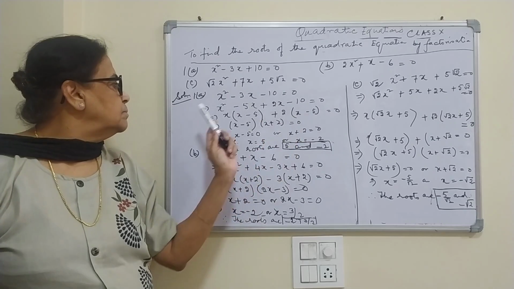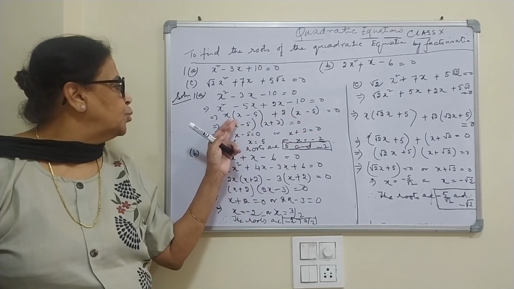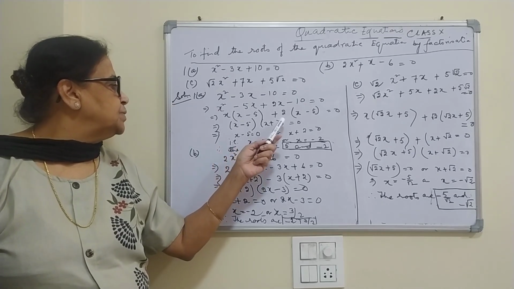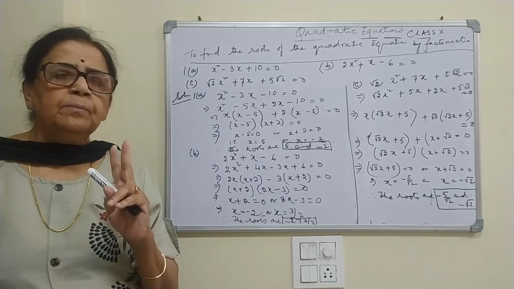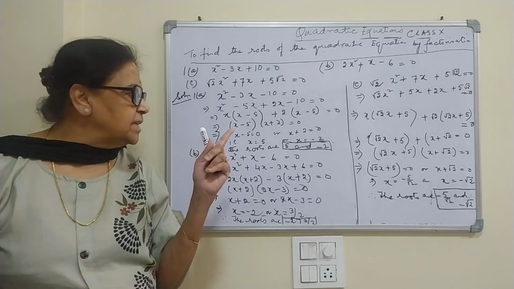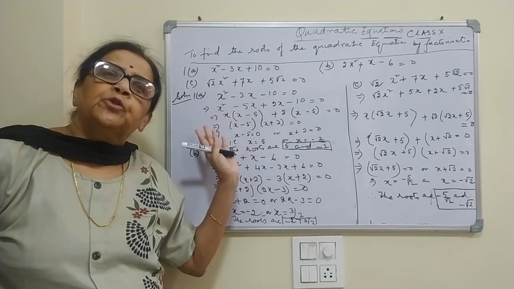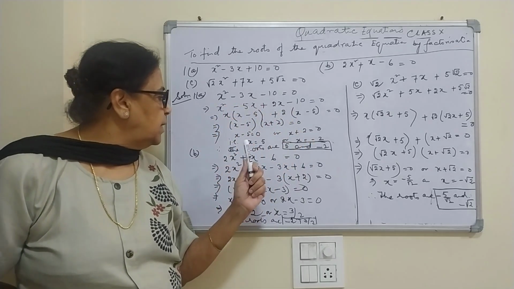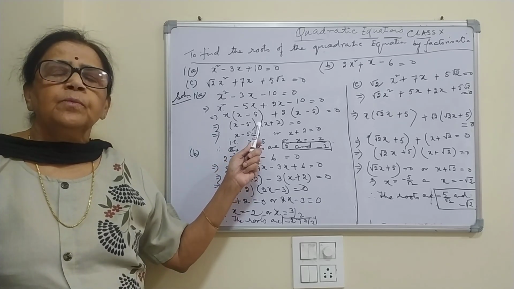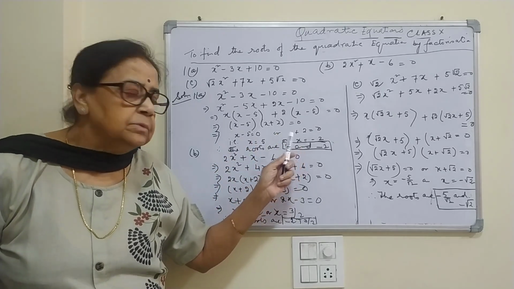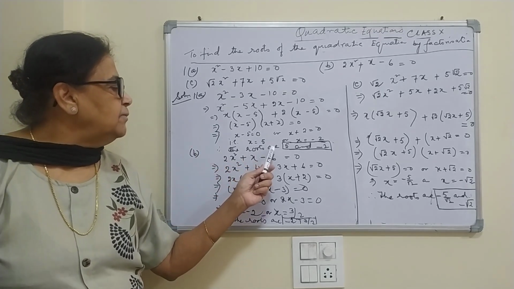Then again I take x minus 5 common from both, then I get x plus 2 is equal to 0. That means the product of two numbers is 0, so either this is 0 or this is 0 or both of them are 0. Therefore I write x minus 5 is equal to 0 or x plus 2 is equal to 0. Now therefore the roots are 5 and minus 2.